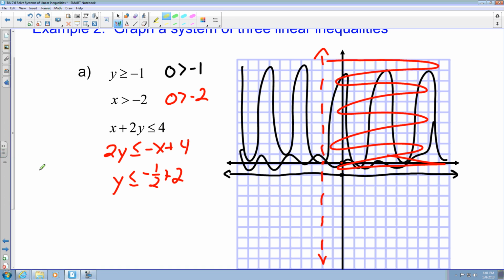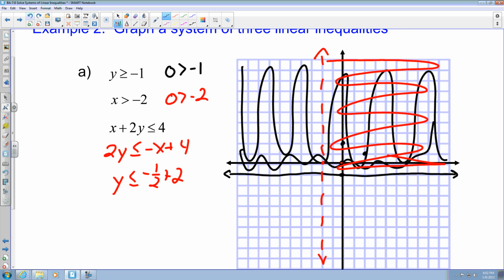Let's see if this highlighter works. So that means I'm going to have a point at 0, 2. Oh, that doesn't work at all. I guess I'll just use black again. I don't have any other color. I need better colored pencils. So it's going to be 2 here, and my slope is going to be negative 1/2, so it's going to go down 1, right 2. This is a solid line.